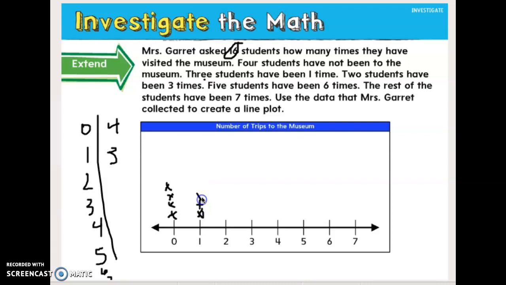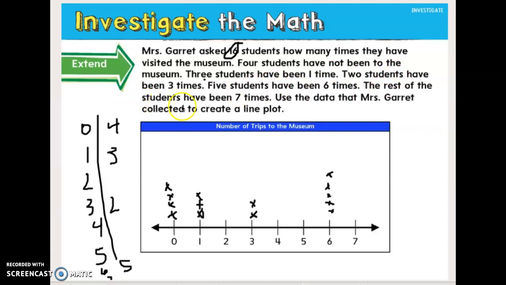2 and 3. 2 students have been 3 times, so I skip the 2, I come to the 3 times, and said 2 students have gone 3 times, and 5 students have been 6 times, so down for 6, I have 5 students. So on 6, I have my 5. 3, 4, and those are really small, 5.